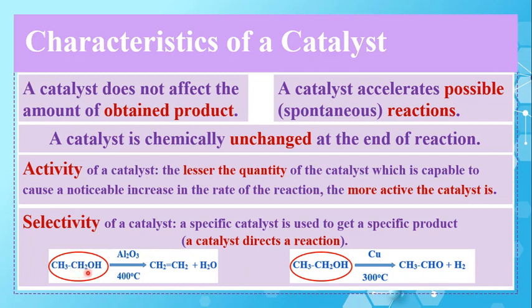Here, the reactant in the two reactions is the same. It is ethanol. If I use as catalyst Al2O3, I will obtain as a product an alkene. While if I use Cu as a catalyst for the same reactant, which is ethanol, I will obtain an aldehyde.